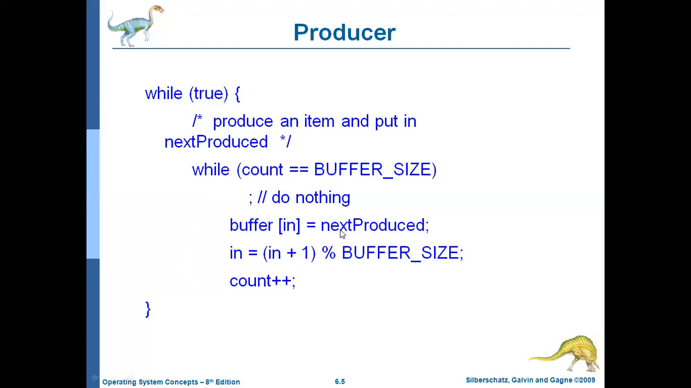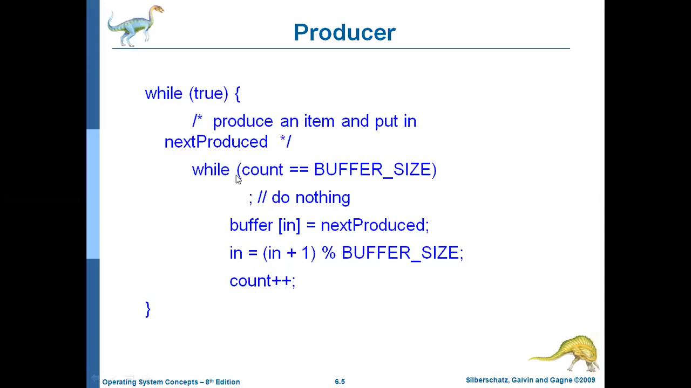Like that you can keep the items into the buffer up to fourth position. Why? Because in equal to 0, in equal to 1, in equal to 2, in equal to 3, in equal to 4. That means total 5, 0 to 4. So 5 items you can keep into the buffer. After that, whenever the in value is 4, 4 plus 1 is 5. 5 modulo division 5 means 0. And then count plus plus. Earlier it was 4 and now it is 5.